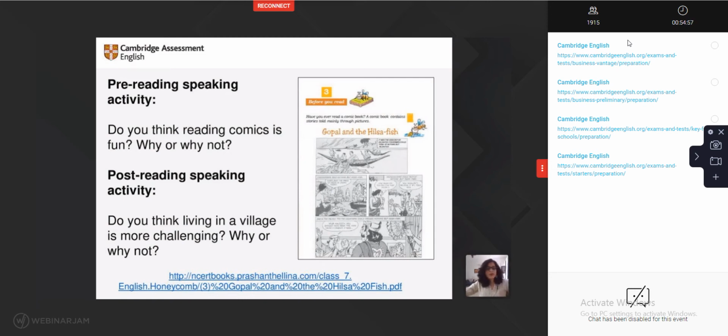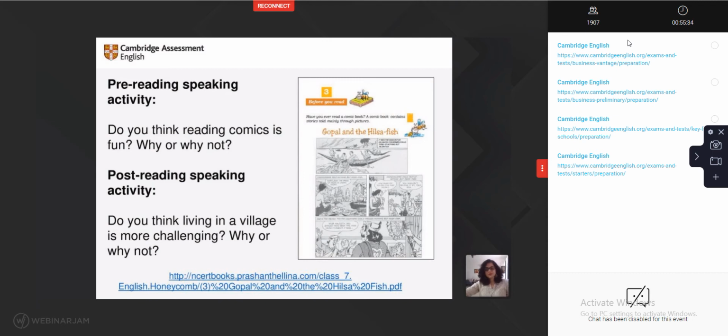Now, what you have in front of you, in fact, is a unit from the NCERT course book, and this unit is in the form of a comic, or you can say a graphic. You have graphic novels. I wouldn't call this a novel, it's a short story, but it's in the form of a comic genre. Now, the teacher, before introducing the unit or before starting the unit, can ask a pre-reading question to her students, which focuses on the function, which is a part of the KET speaking task, right?